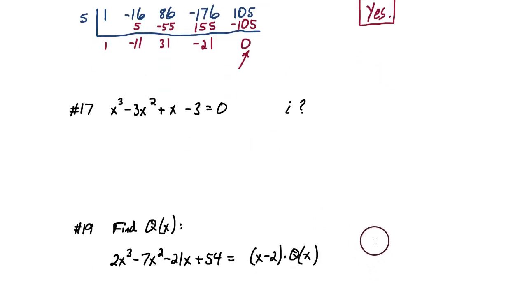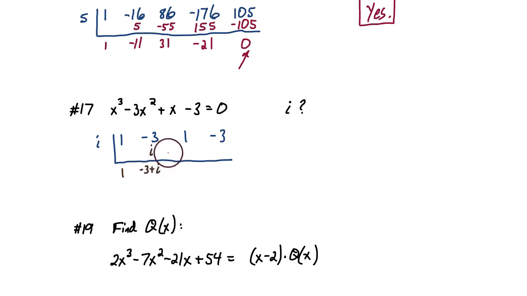Now number 17, let's substitute in the letter i and see what happens. So we have 1, negative 3, 1, and negative 3. And we're going to put in an i. So bring down the 1. 1 times i is i. Add these together. That's negative 3 plus i.